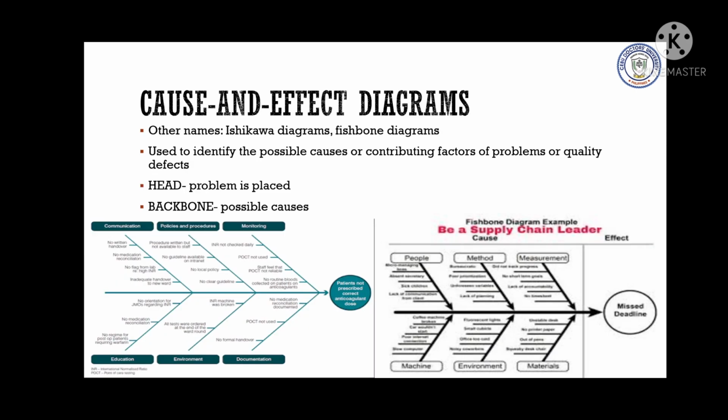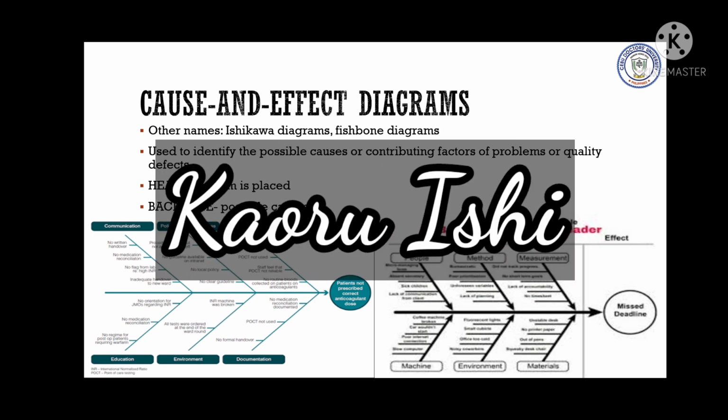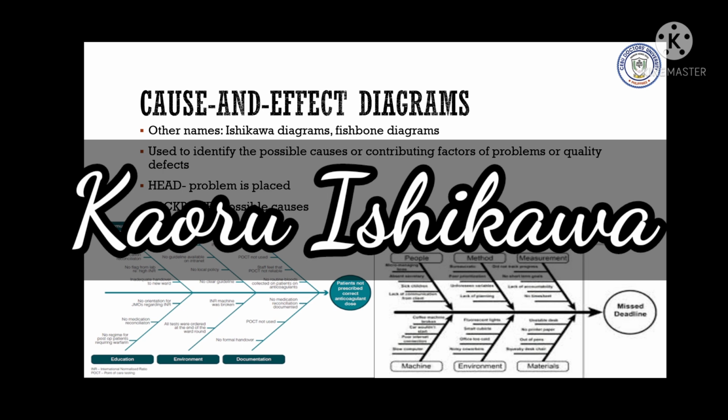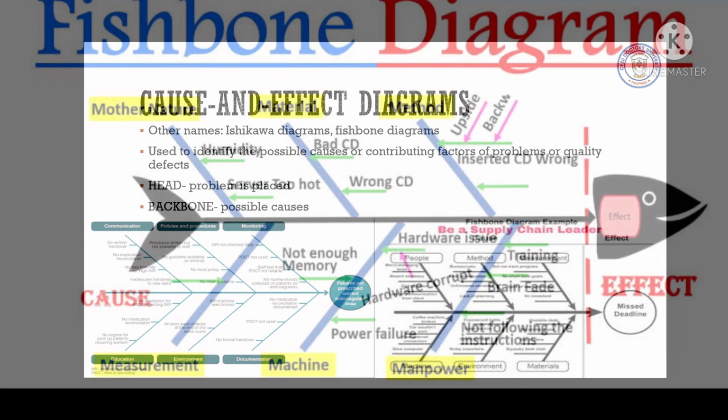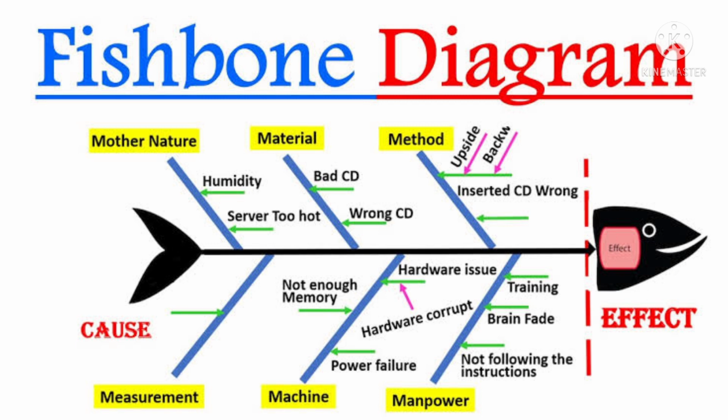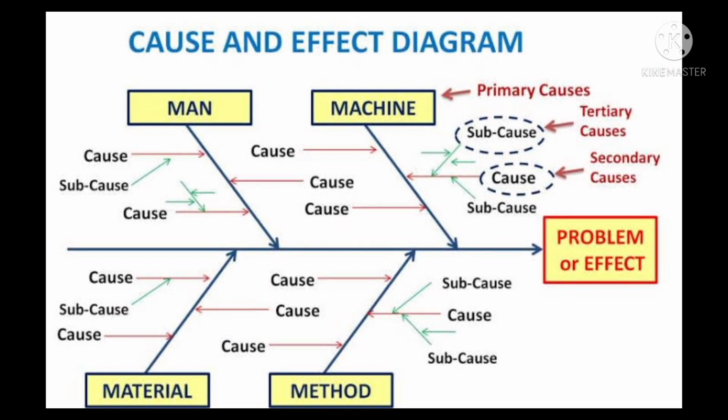Another standard data plotting technique under the 7 old methods is the cause and effect diagram. Cause and effect diagrams class have several other names, including Ishikawa diagrams after Kaoru Ishikawa, who introduced this tool, and also called fishbone diagrams because of their appearance. This method, as the name implies, is used to identify the possible causes or contributing factors of problems or quality defects. The problem is placed at the head part of this fishbone diagram, with possible causes branching out of the backbone in the workflow direction.